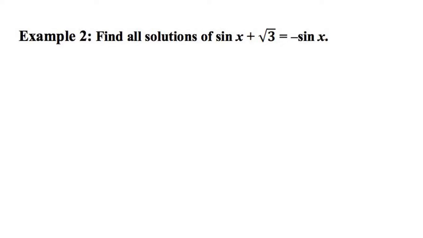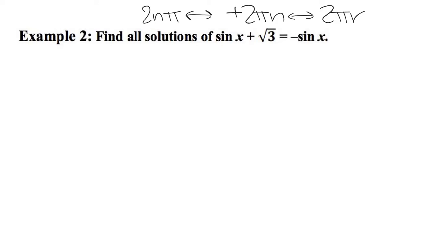We are going to include that in our answer by just saying we are adding a 2 pi n or a 2 pi r, whatever you want to do, rotations times around the circle. I think in your book it actually calls it 2n pi, which they are all equivalent. All right, so let's go ahead and solve.